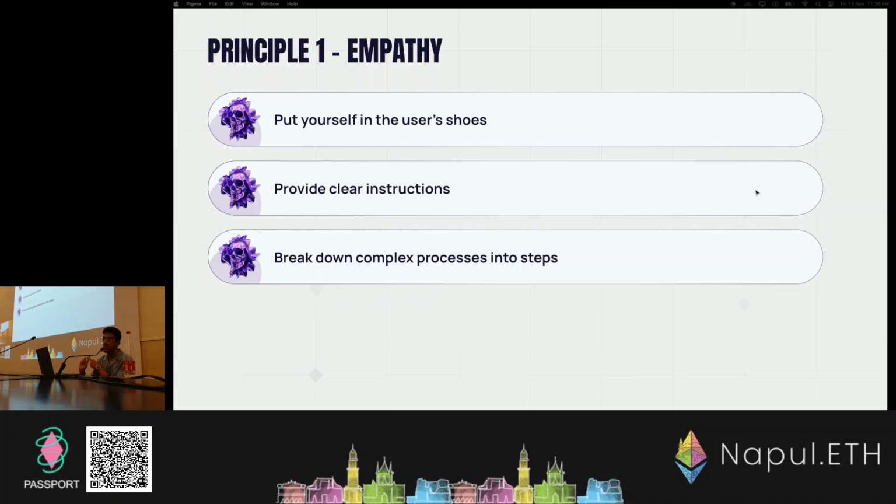So if you ask, what's the user goal? What might confuse them? And how can we offer more support? You are done with the empathy part.